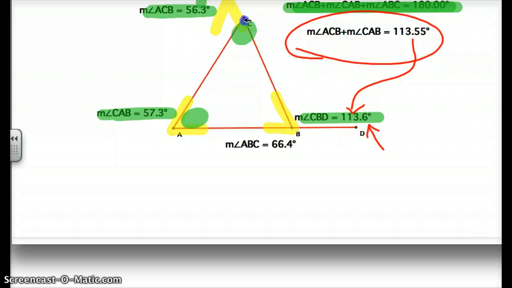Let me move that point around here. You see this? As I'm moving it around, it's adding up to the same.